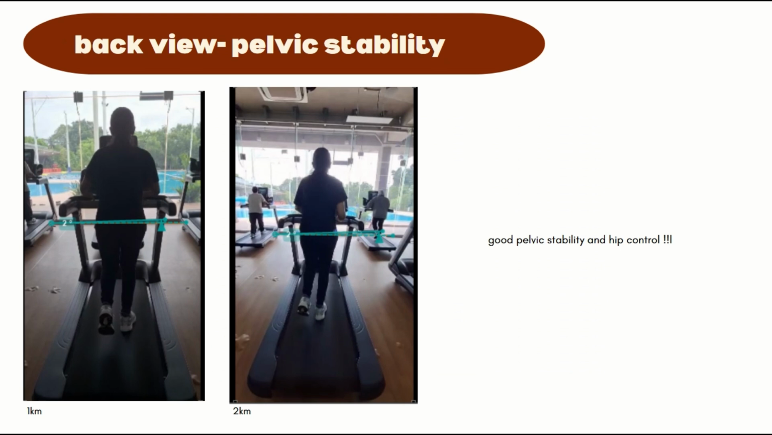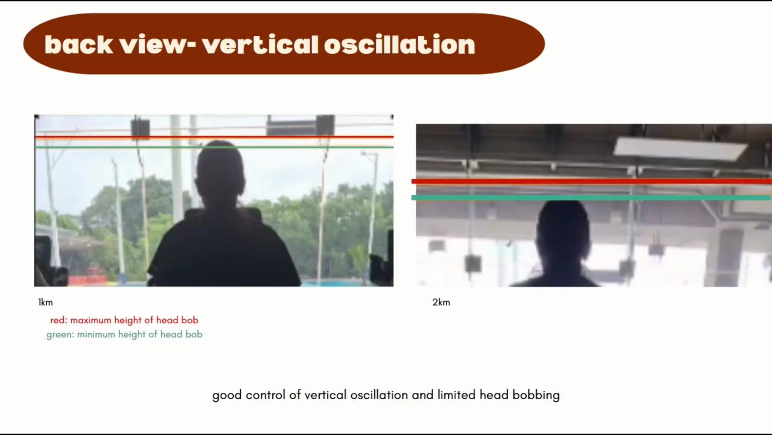At mid-stance, the pelvis remains relatively level, indicating good pelvic stability and hip control during running from the back view. Again, from the back view, the horizontal reference lines indicate minimal vertical displacement of the head across the gait cycle, suggesting good control of vertical oscillation and limited head bobbing, which is good.